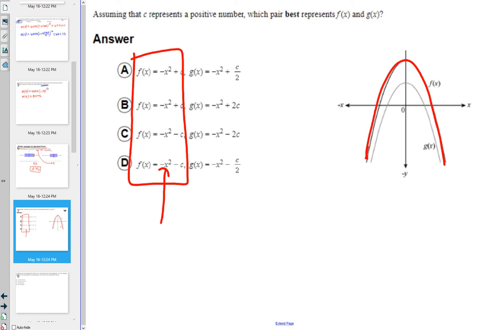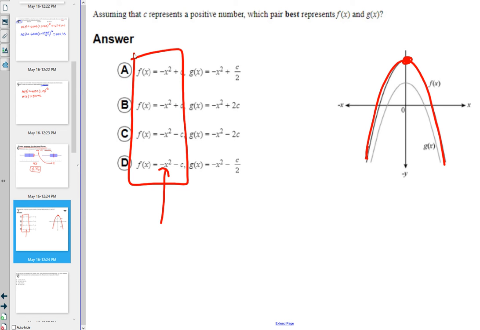Well, it stands for constant, and yes, the constant is the y-intercept. So assuming c represents a positive number, which, well, it is, you could tell because look at where this is crossing the y-axis. It's above zero. Which pair would best represent? Now, actually, you know what? No, I still stand there. That's fine. This is perfectly sound.